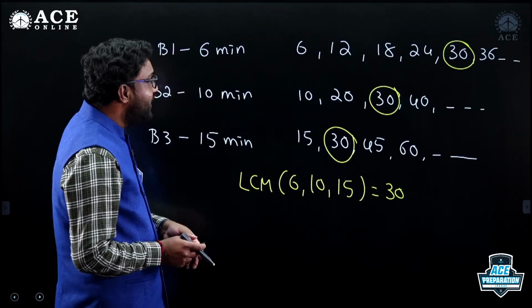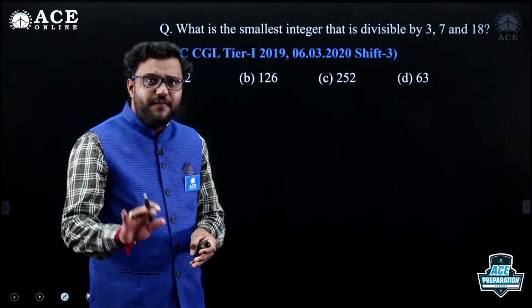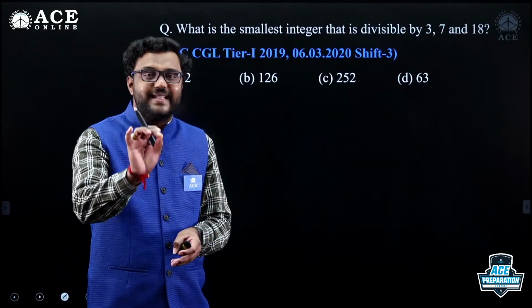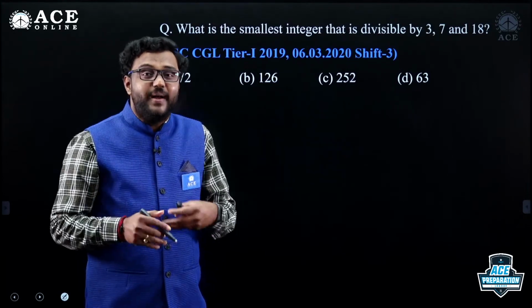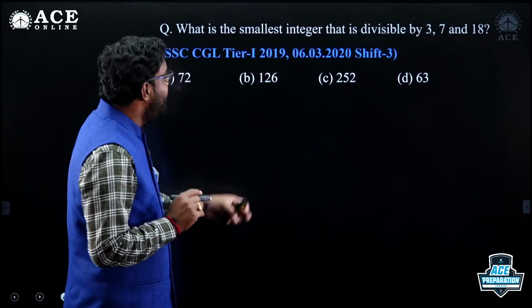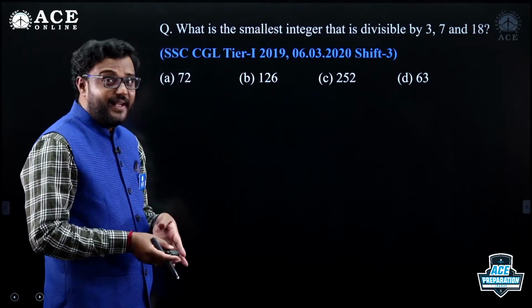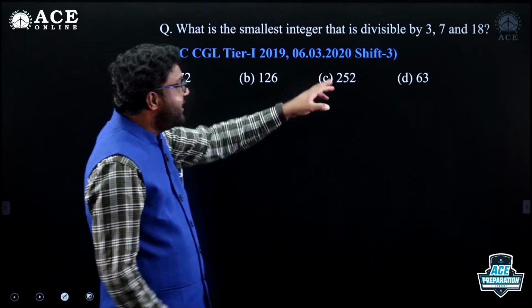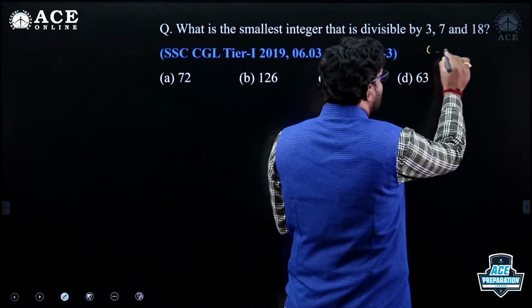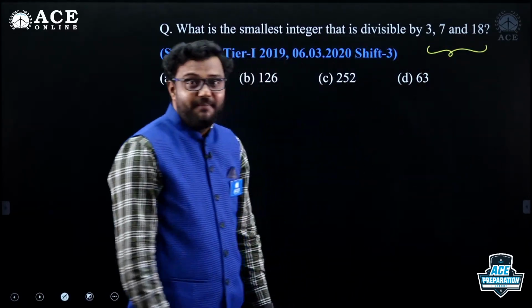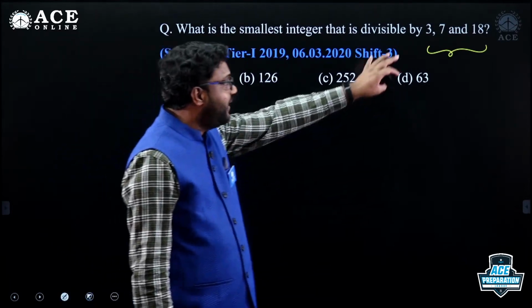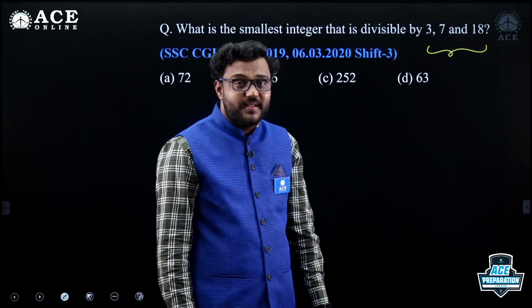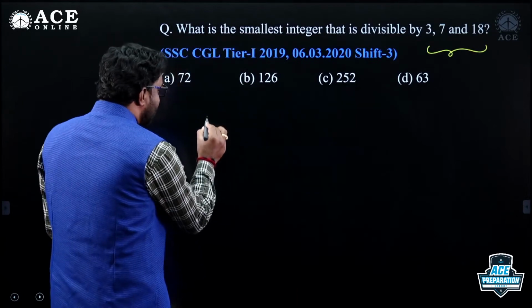How to apply this LCM. In the questions going forward, they'll never mention find LCM or find HCF. They don't mention that in the question. You have to understand. Now here, if you see this question, my dear friends, find the smallest integer that is divisible by 3, 7 and 18. The number should be divisible by a group of numbers, so we should apply LCM.